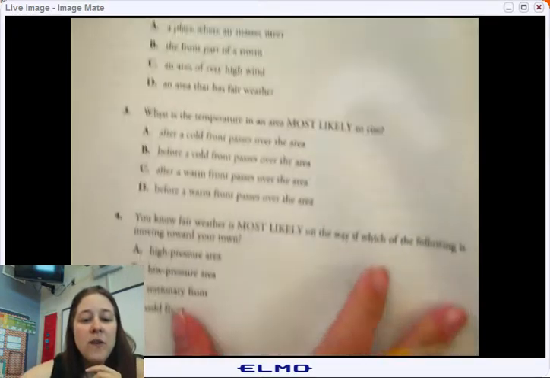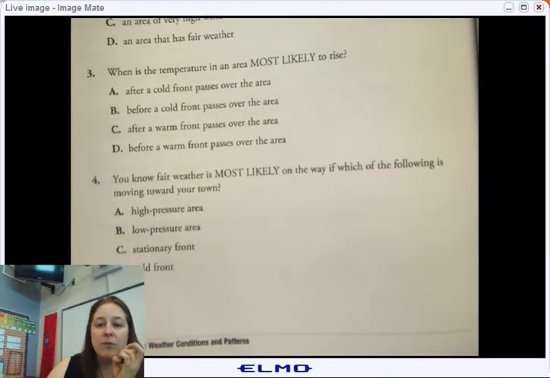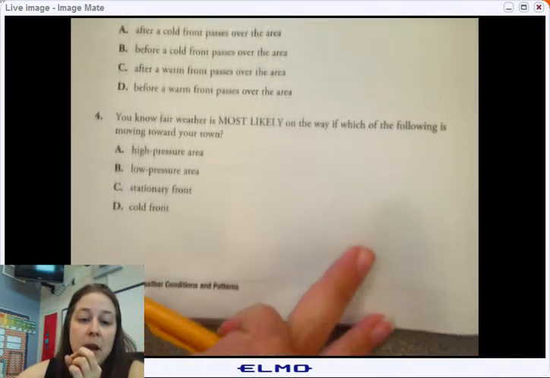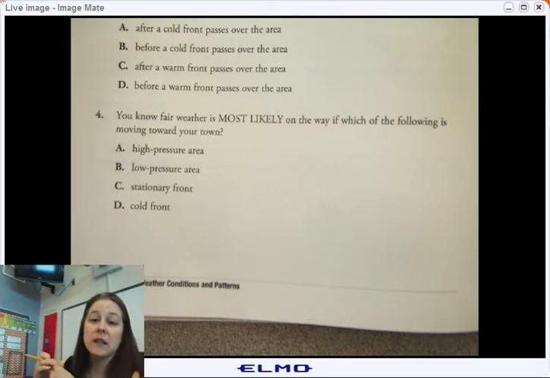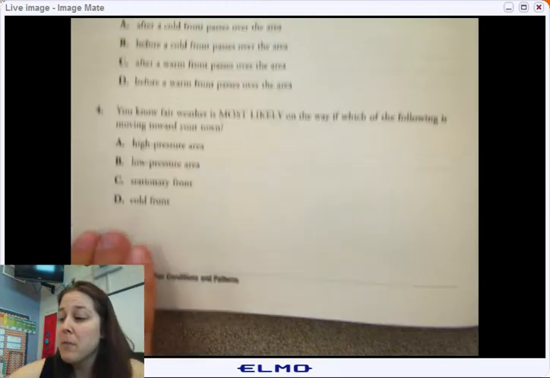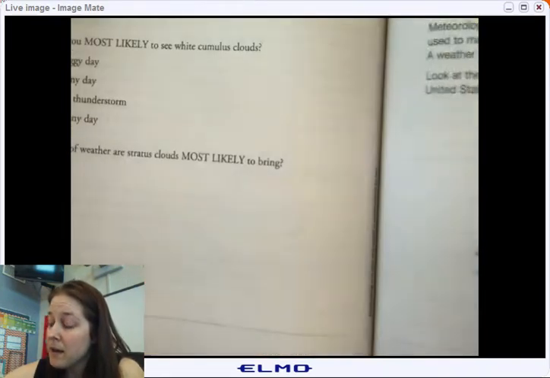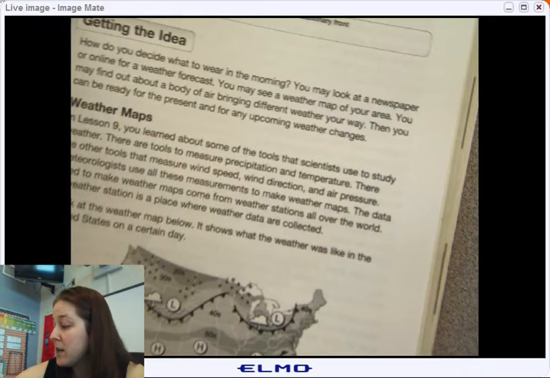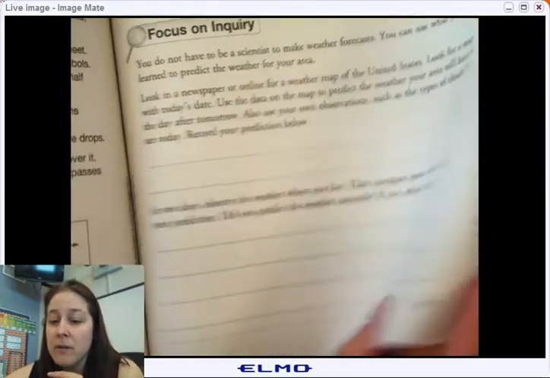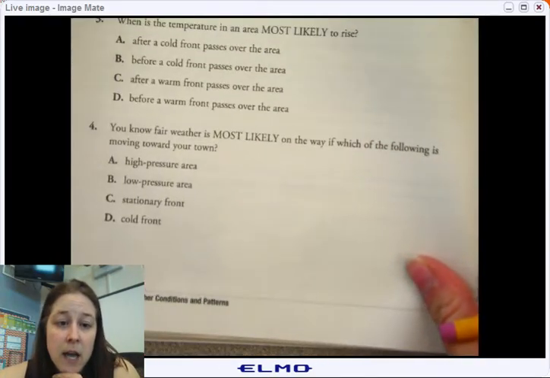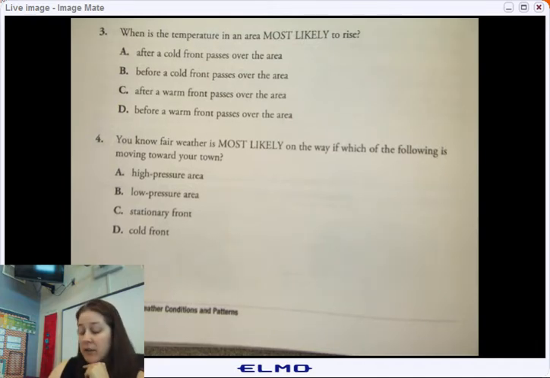Okay, you know fair weather is most likely on the way if which of the following is moving towards your town? A high pressure area, a low pressure area, a stationary front, or a cold front? Which of the following is most likely to move toward your town for fair weather? So if you don't remember, go back. You can even look at your picture on page 69. Okay, if I'm going to get some good weather, is it going to be a high pressure, a low pressure, a stationary, or a cold front?